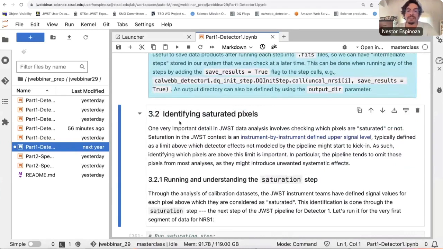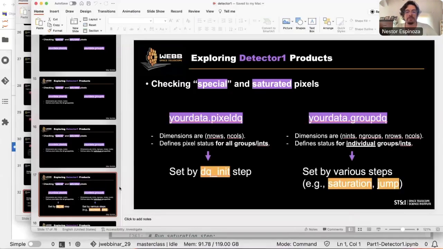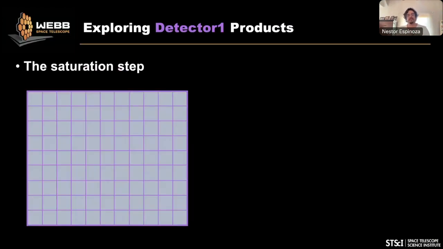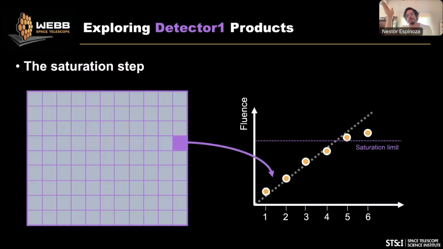Right. So the next step, now it starts getting very interesting. The next step is the saturation step, and it is very special because it actually flags saturated pixels. That's the next step on detector one, after the DQ init step. Flagging saturated pixels, in principle, is actually pretty easy. So you have your detector, and you have your up-the-ramp samples.